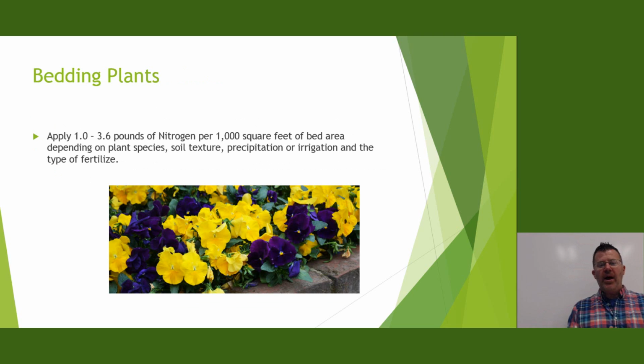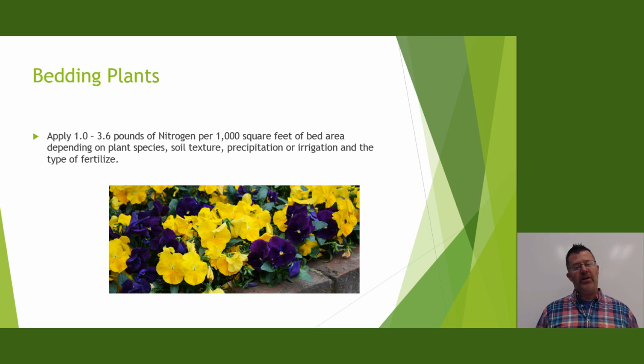For bedding plants, apply 1.0 to 3.6 pounds of nitrogen per 1,000 square feet of the bed area, depending on the plant species we are using, the soil texture and how we've amended the soil, the precipitation or irrigation, and the type of fertilizer that we are using. It would be good to incorporate your fertility program at the time of planting.